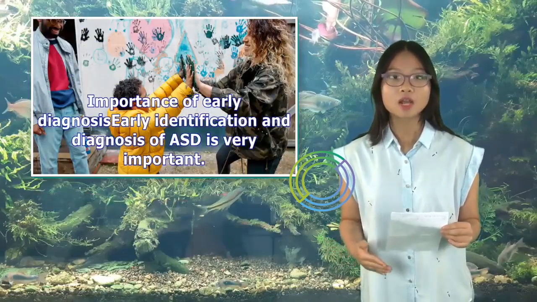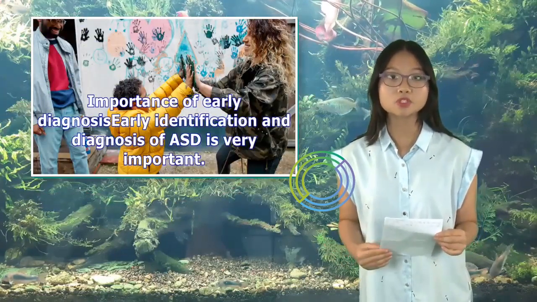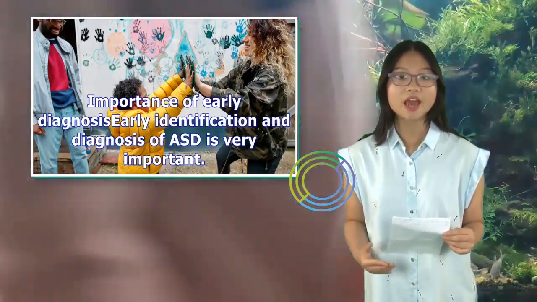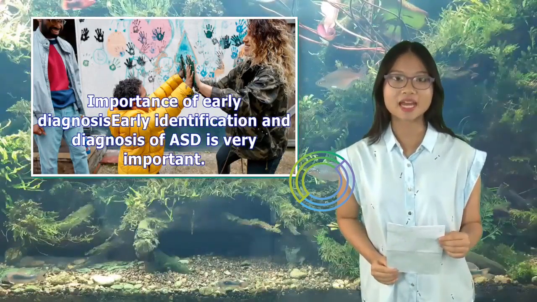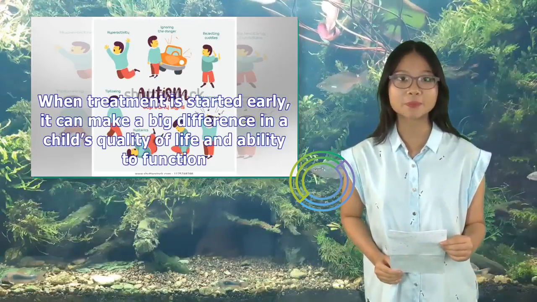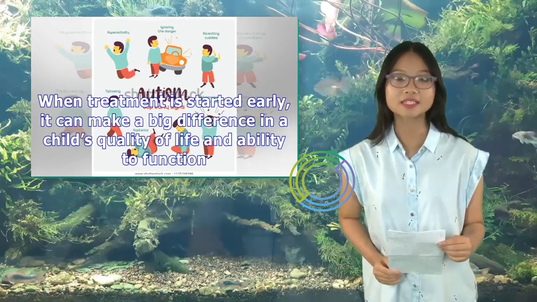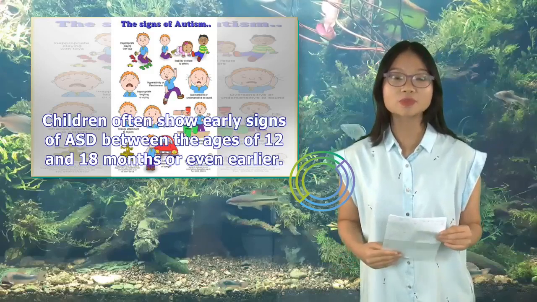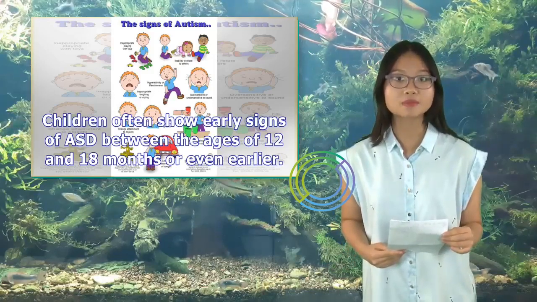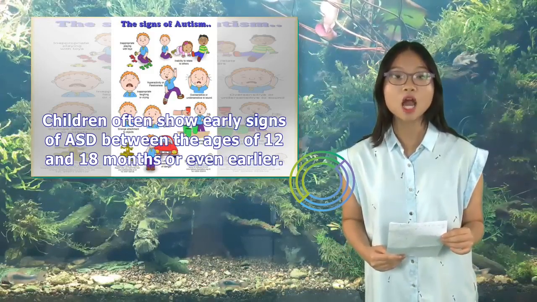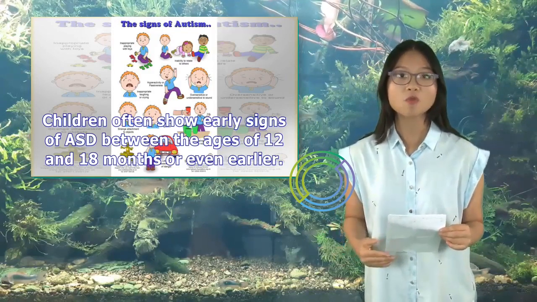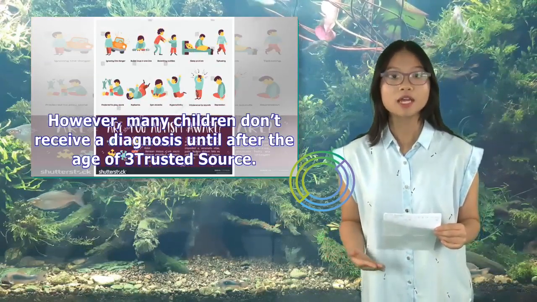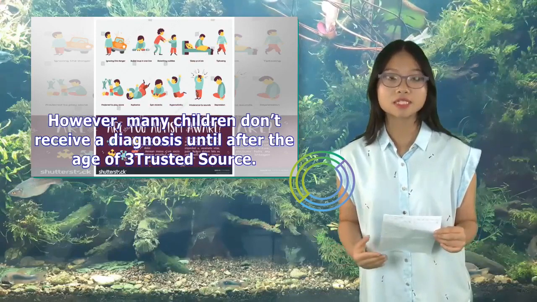Importance of early diagnosis. Early identification and diagnosis of ASD is very important. When treatment is started early, it can make a big difference in a child's quality of life and ability to function. Children often show early signs of ASD between the ages of 12 and 18 months or even earlier. However, many children don't receive a diagnosis until after the age of 3.